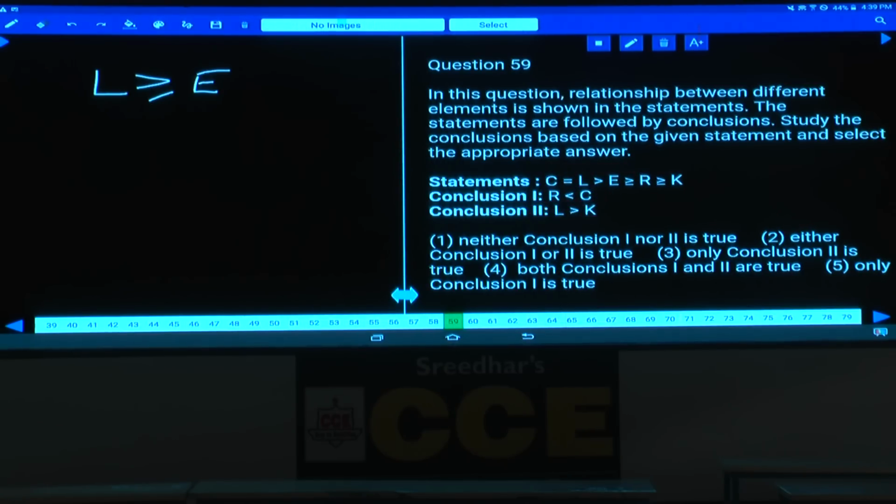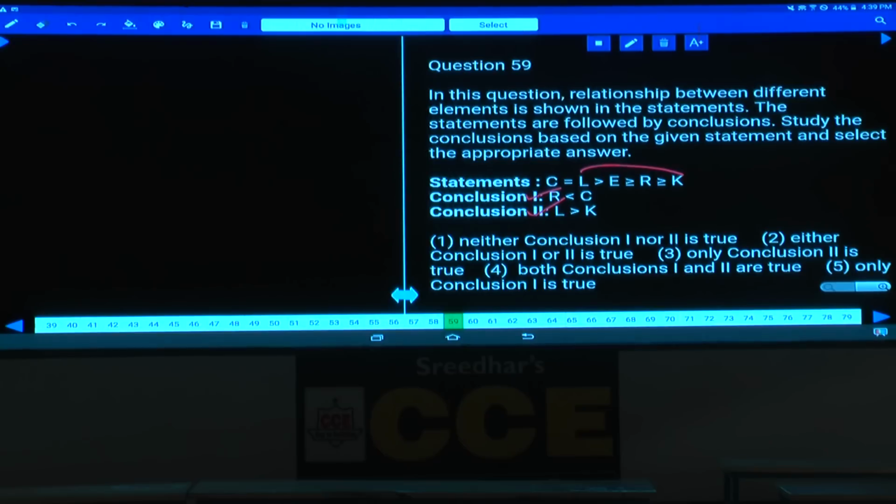Then 59, the relation between R and C. C is here, R is here, between C and R. C greater than R is true, R lesser than C is definitely true. And the next one, L and K. Now between L and K, greater than or equals to, greater than, L greater than K, definitely true. Hence both the conclusions follow, that is choice 4 is the answer. 59, choice 4.